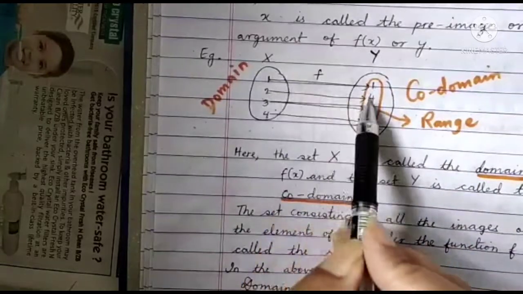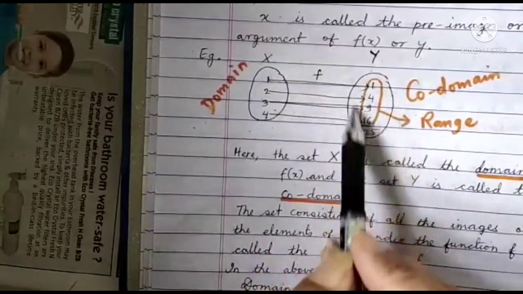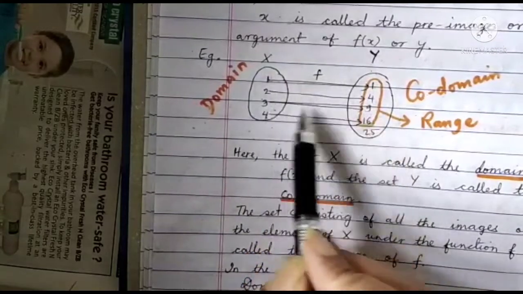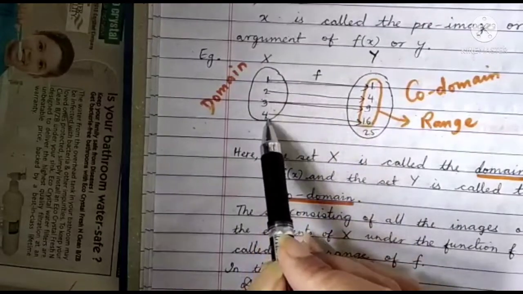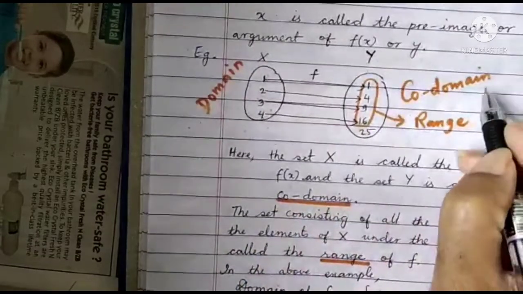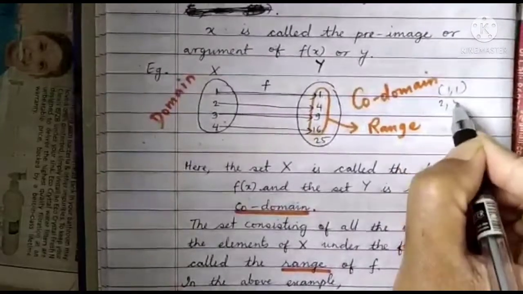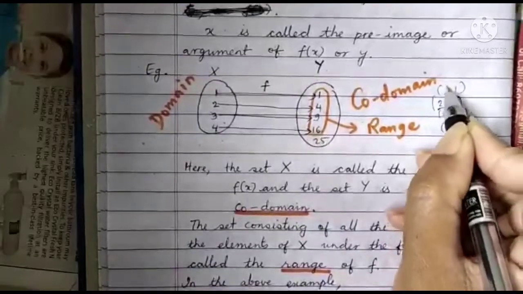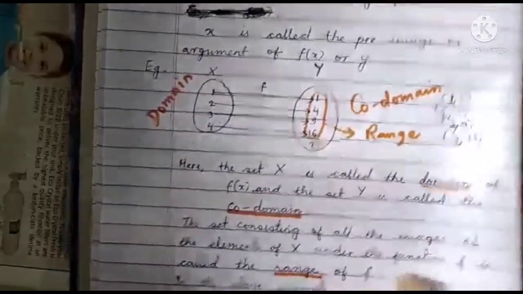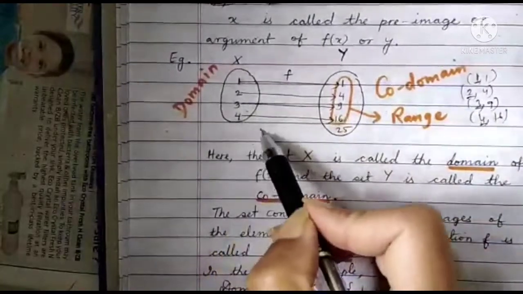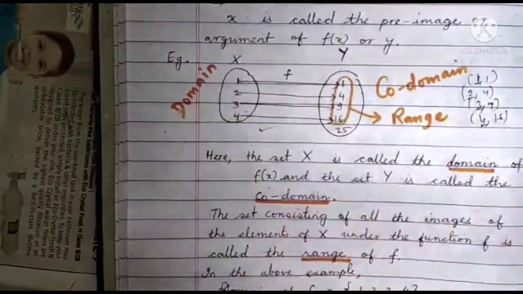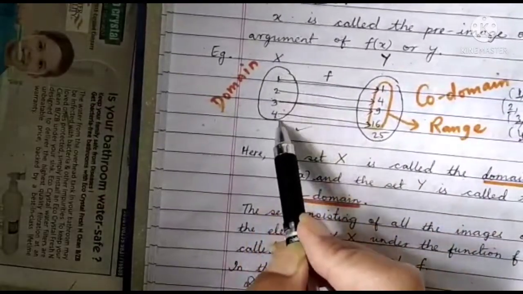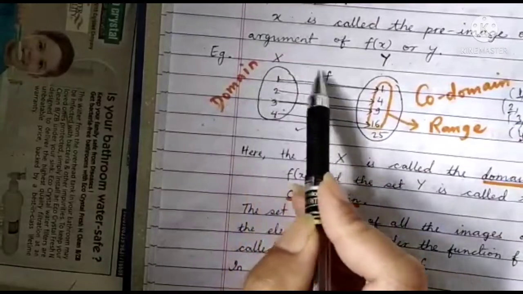Now every element of x has a unique image in y. Correct? So every ordered pair has a different first component. Can you see that our ordered pairs are (1, 1), (2, 4), (3, 9) and (4, 16). You can see every ordered pair has a different first component. So that is why the second rule is also fulfilled. That is why it is an example of a function. Now in this one, the elements of x that are there is called the domain of the function.